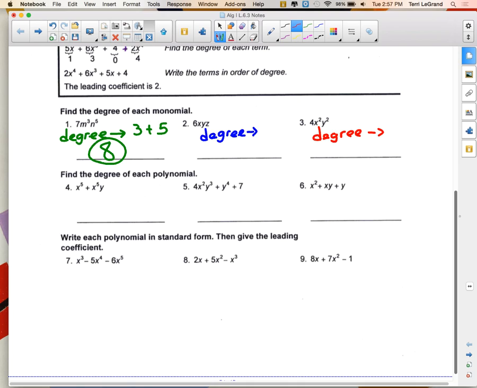Zach, what's the degree of 6xyz? 3. How'd you get it? 1 plus 1 plus 1. All 3 of these variable parts have an invisible power of 1. So the degree of the monomial is 3. Anybody want to disagree? Okay, number 3. What is the degree of that monomial, also known as a polynomial, of course? Zach? 4. How'd you get 4? 2 plus 2. Okay.